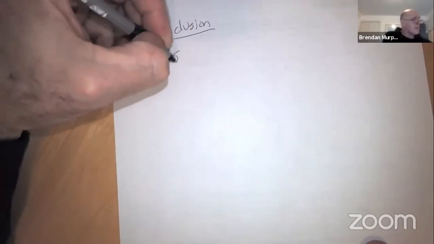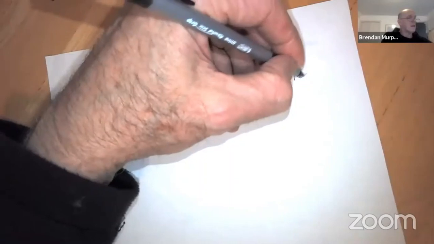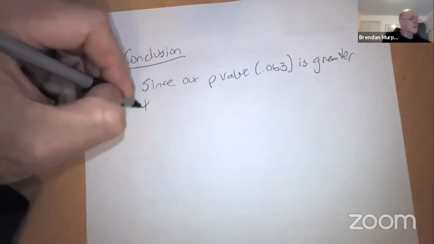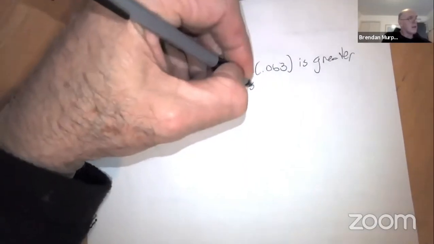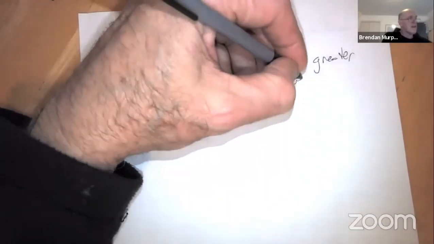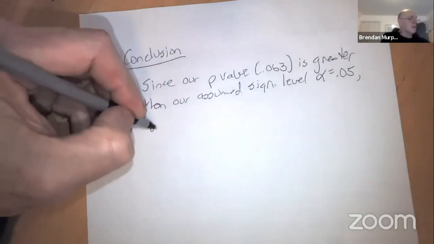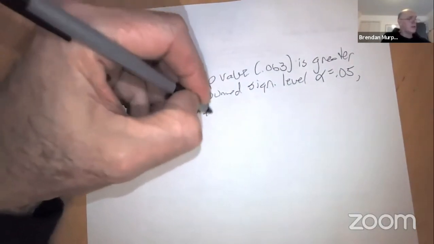And that always needs to be in context. And I have somewhat of a generic conclusion here. I don't know if your teachers have something like that, but since our p-value, or our probability of 0.063 is greater than our assumed significance level, alpha is 0.05, we fail to reject the null.